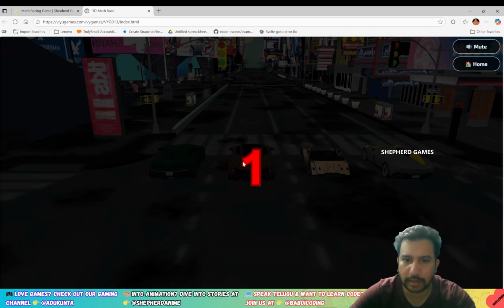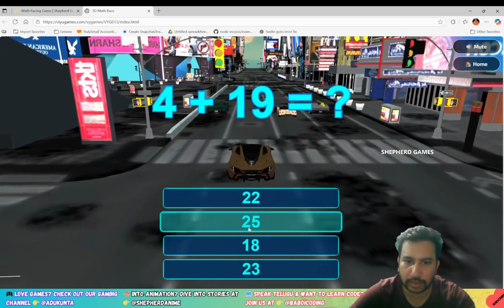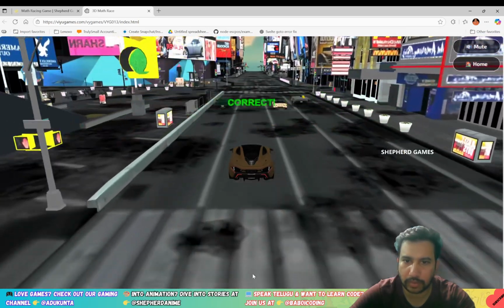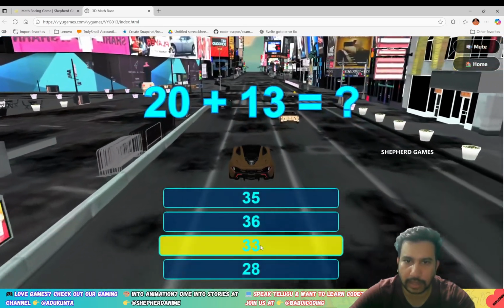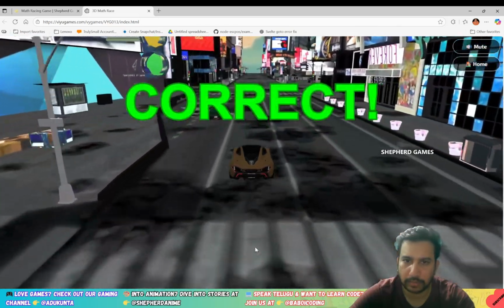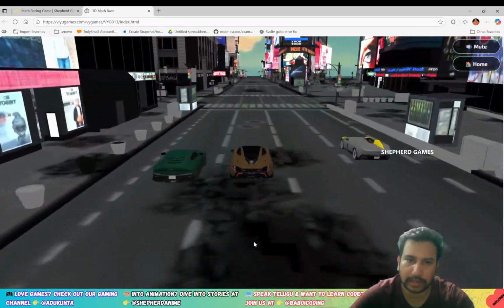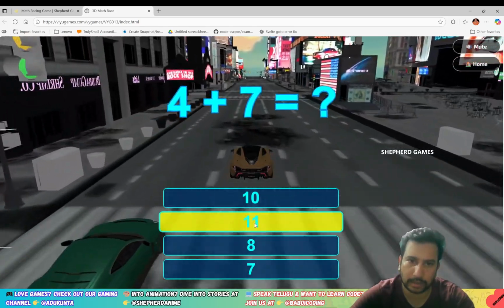So this is our car and these three are bot cars. I have this question, so when I answer it correctly, it will go a little faster. If I quickly answer the questions, it will increase the speed even more. And also the other cars are simulated in a way that they are also giving correct or wrong answers.